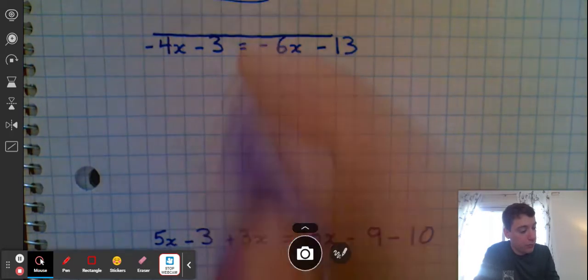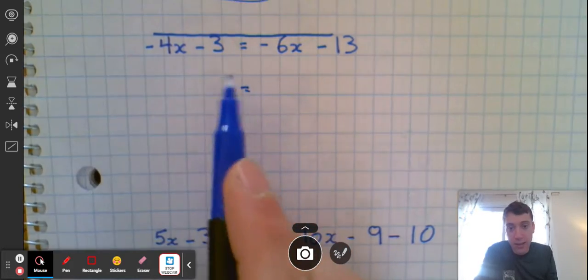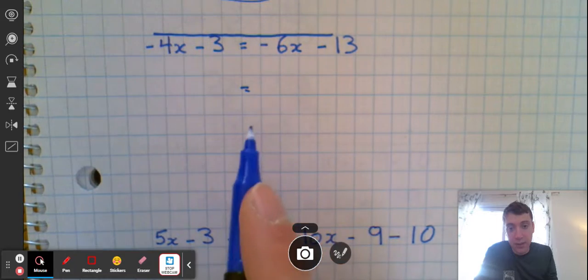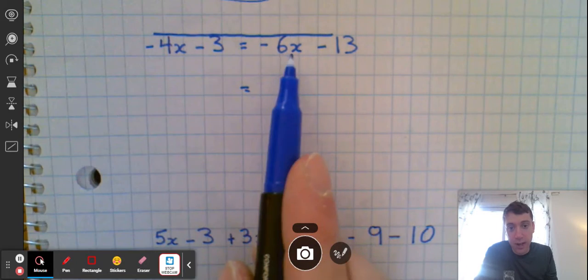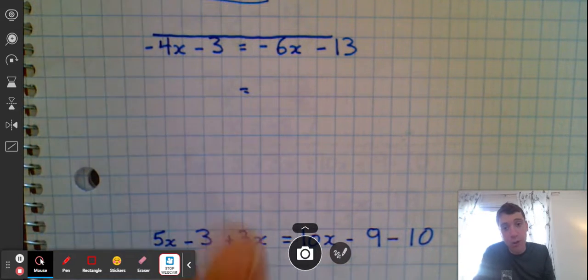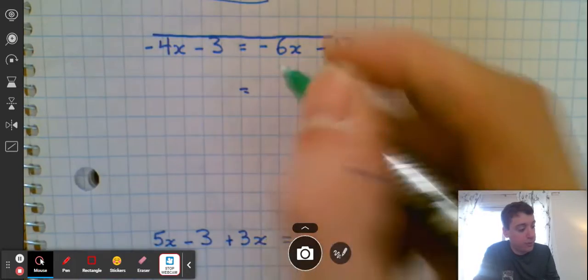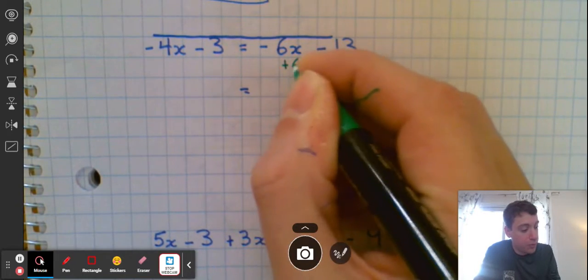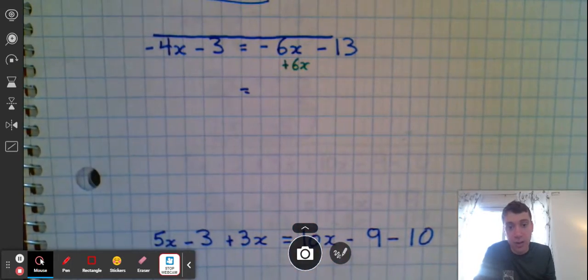Again, I can't collect things on different sides of the equal sign. So I can't collect the negative 4x and the negative 6x. I can't just put them together because they're on different sides of the equation. So instead, I want to move all of my x's to one side of the equation. So I can do plus 6x, the opposite operation.